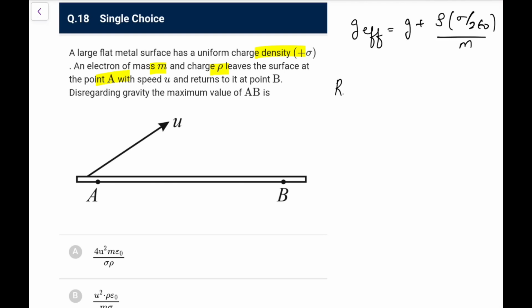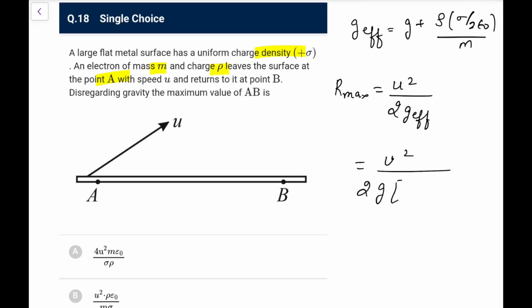So what we can say is that R max, you know, is U square by 2G. That is the case for 45 degree, that will become 2G factor. So U square upon 2G, the G factor you need to write.